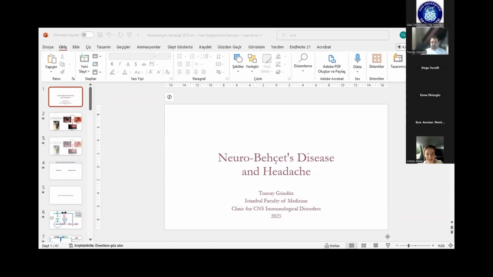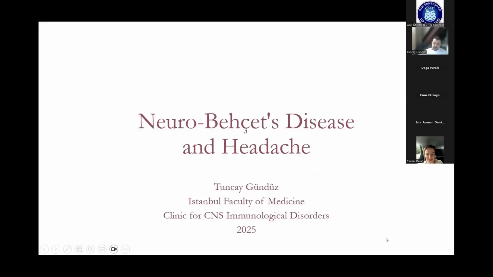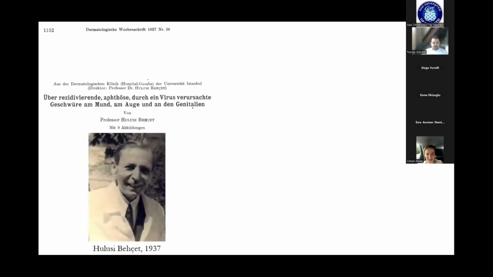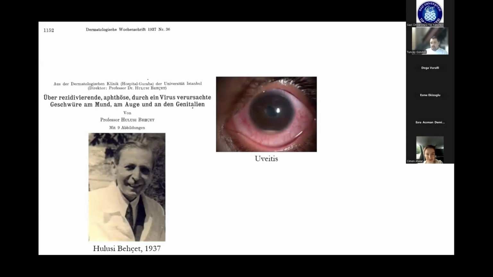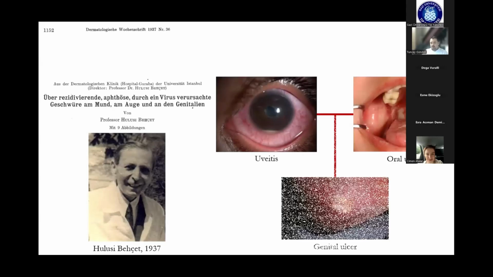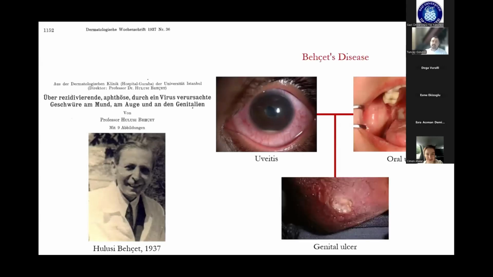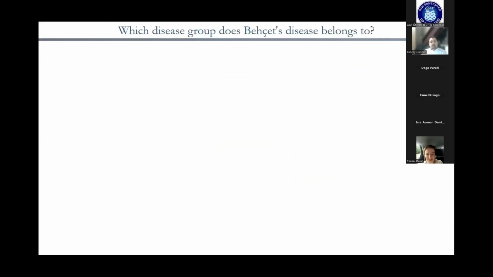Okay, today I will talk about neuro-Behçet disease and headache, possible connections. But first of all, we should talk about Hulusi Behçet. In 1937, he described the triad of uveitis, oral ulcers, and genital ulcers, comprising Behçet's disease.